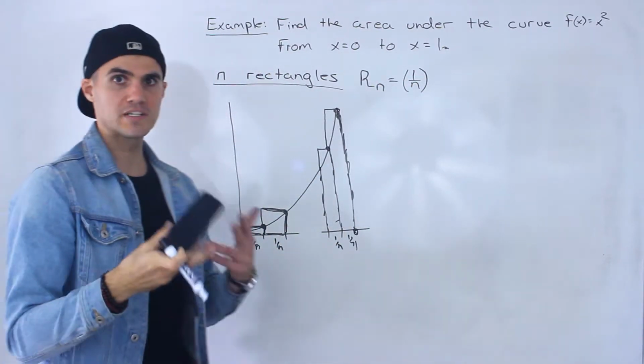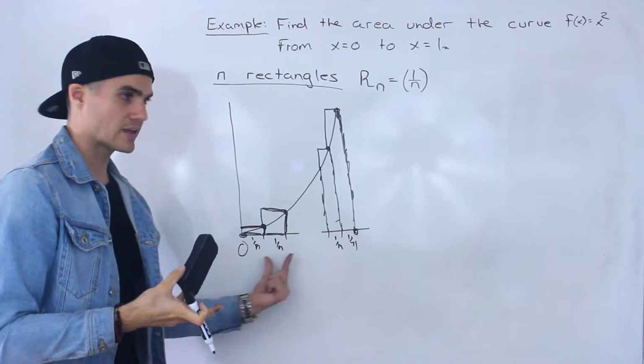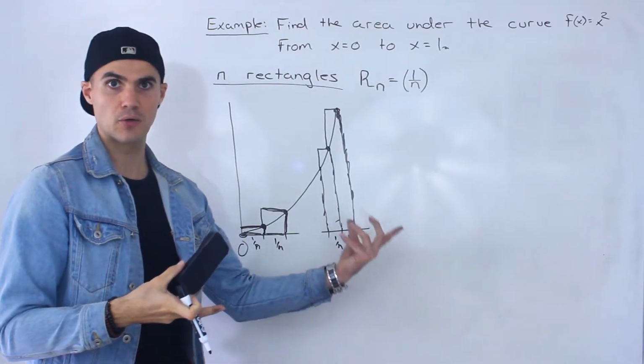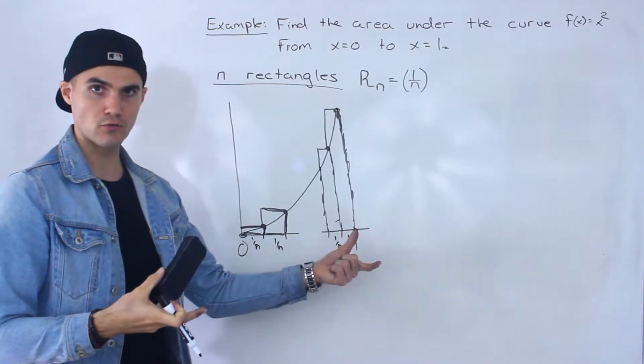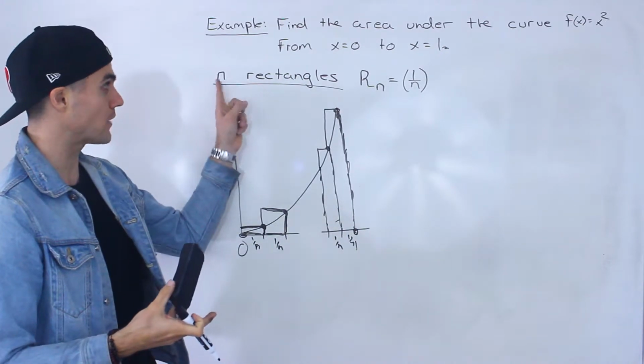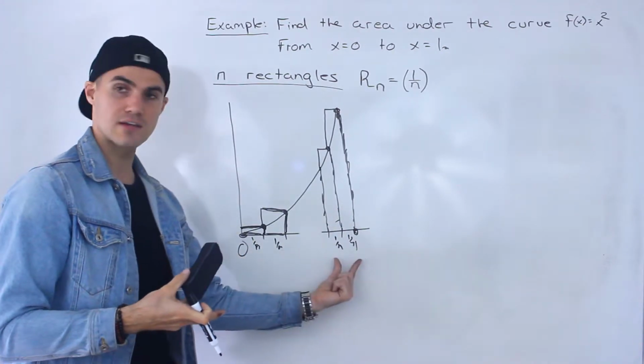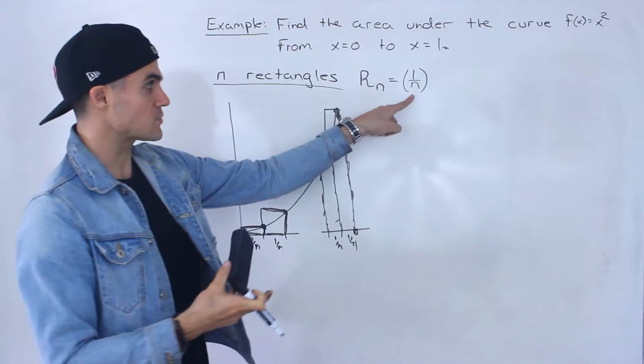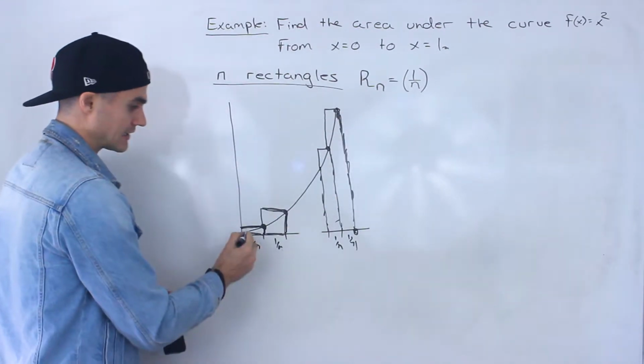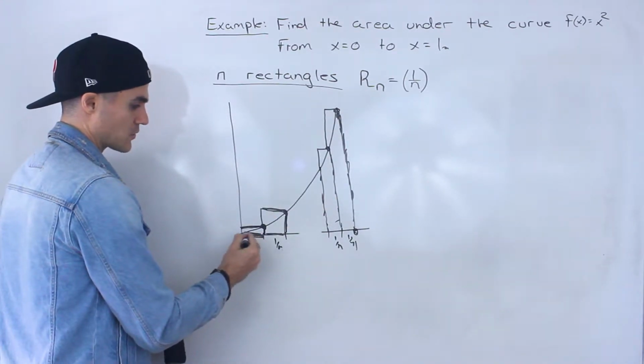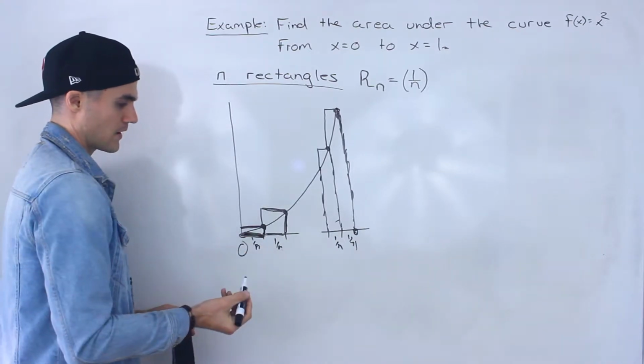Right? So if you remember when we dealt with 4 rectangles, each length was 1 over 4. When we dealt with 5 rectangles, each length was 1 over 5. So if we deal with n rectangles, each length is going to be 1 over n. So this 1 over n here that I wrote is actually the length of this first rectangle. That's what we're going to deal with, right?